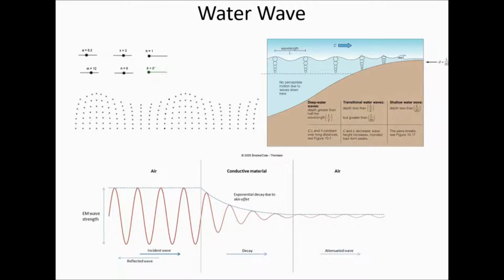You can see a conducting region sandwiched between air regions. An electromagnetic wave is traveling from air to the conductive material and then released to the air. The strength of the wave will be attenuated while it travels through the conductive region. The phenomenon of decaying of the electromagnetic wave strength is called the skin effect.